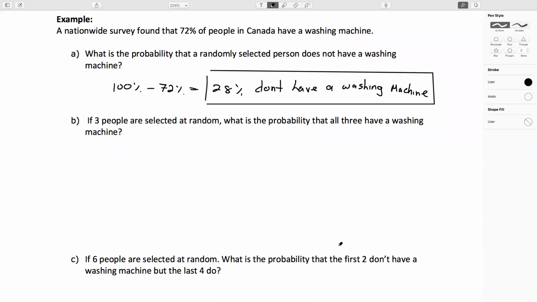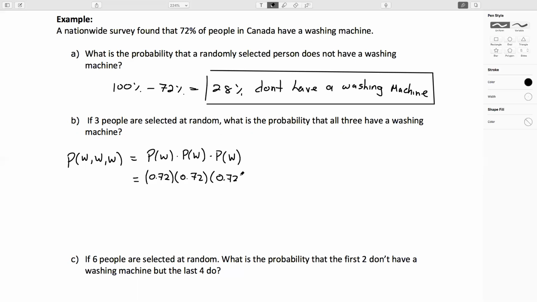So if 3 people are selected at random, what is the probability that all 3 have a washing machine? Well, if we select 3 people at random and all 3 have a washing machine, that's the probability of washing machine, washing machine, washing machine. That's given by the probability of the first having a washing machine times the probability of the second having one times the probability of the third having one. They're all 72%, so they're all 0.72. That gets me 0.373 or 37.3%.